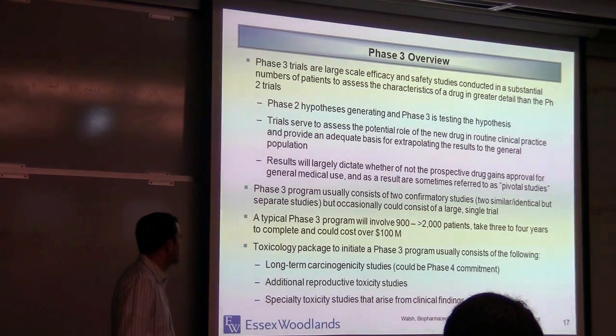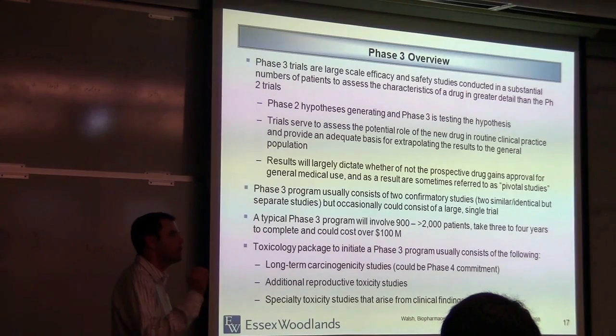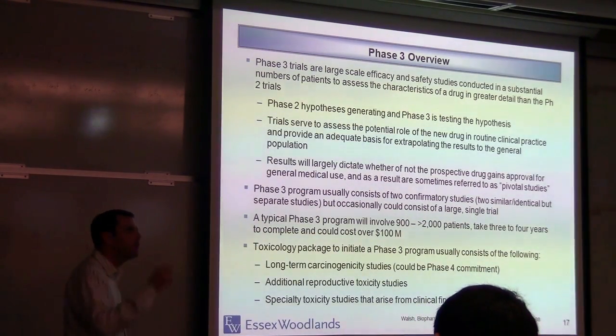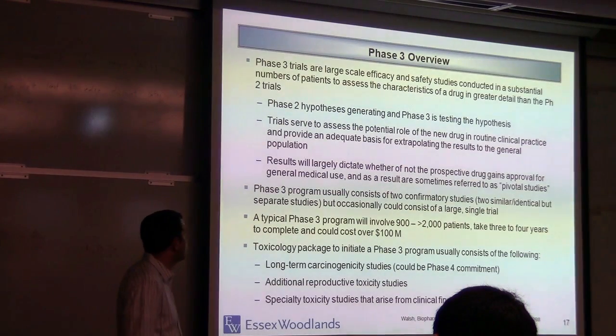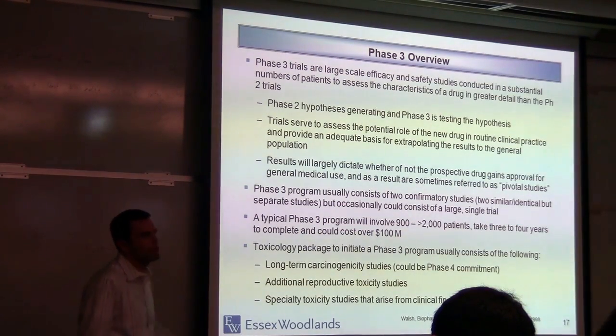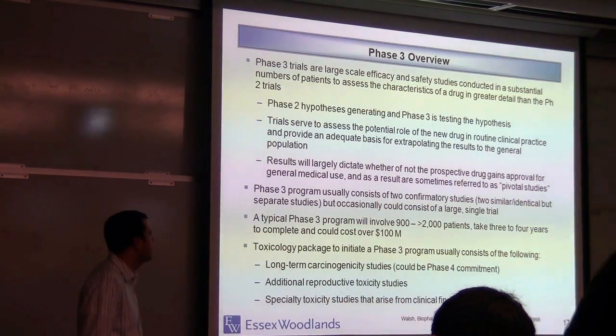Additionally, you could be looking at reprotox studies, and then anything else that they may be seeing. Anything that's coming out in earlier preclinical studies, anything that might be showing up in the clinic, you're going to drive down on it with additional toxicology studies. So they're very expensive as well. And these costs and all this work is independent of the $100 million I'm talking about for the clinical study itself.